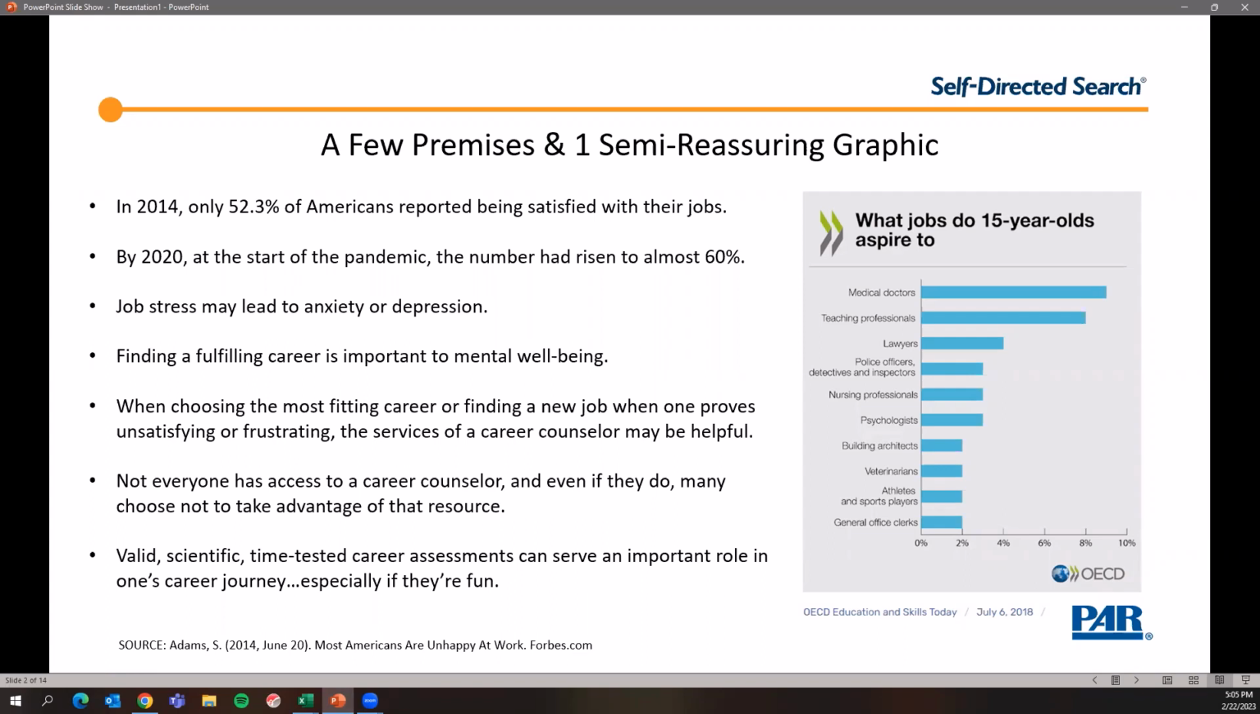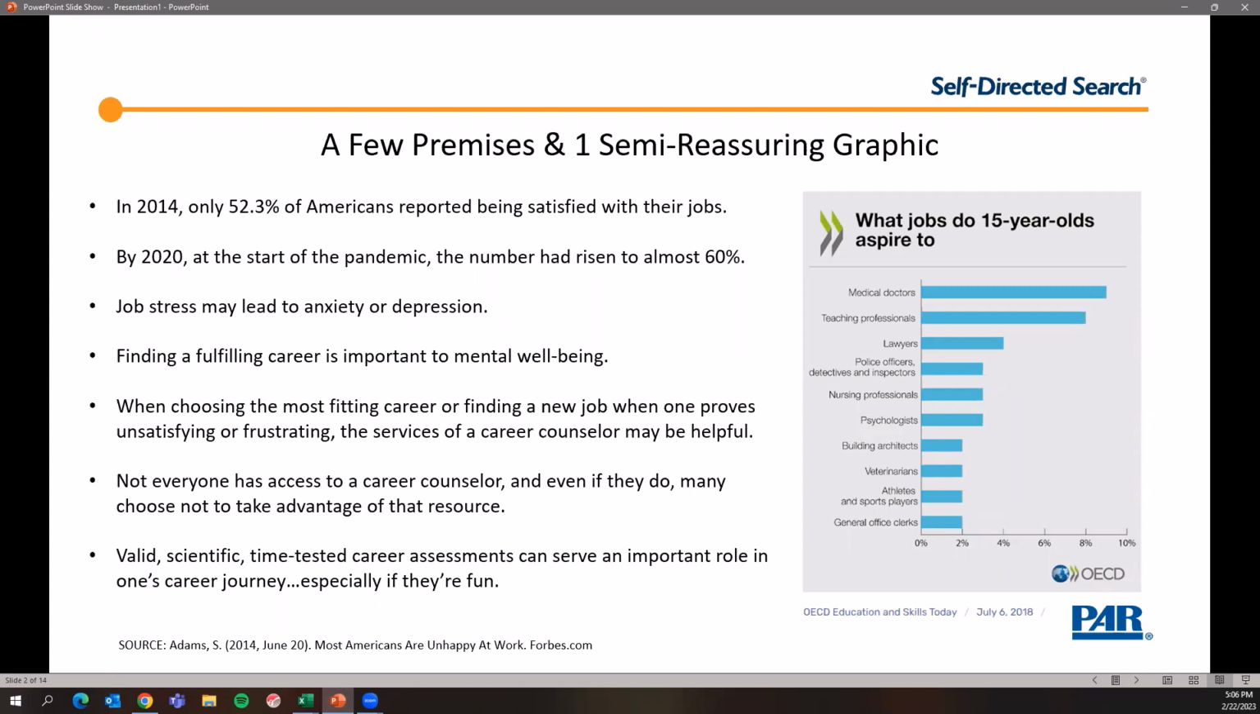The pandemic hit, and now in the last few months, everyone we know is getting laid off. So that number has peaked and is now going in the other direction. That is not probably all that surprising. Then the next statement, that job stress may lead to anxiety or depression. Career fulfillment is a really important feature as it relates to mental well-being, overall holistic health, right?